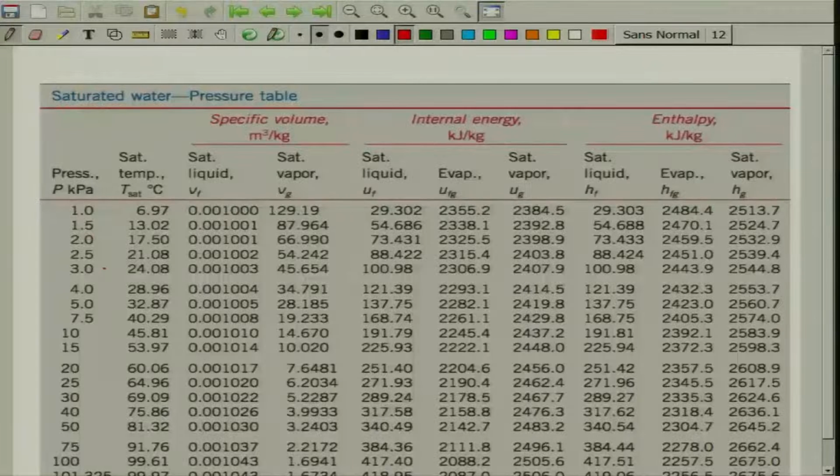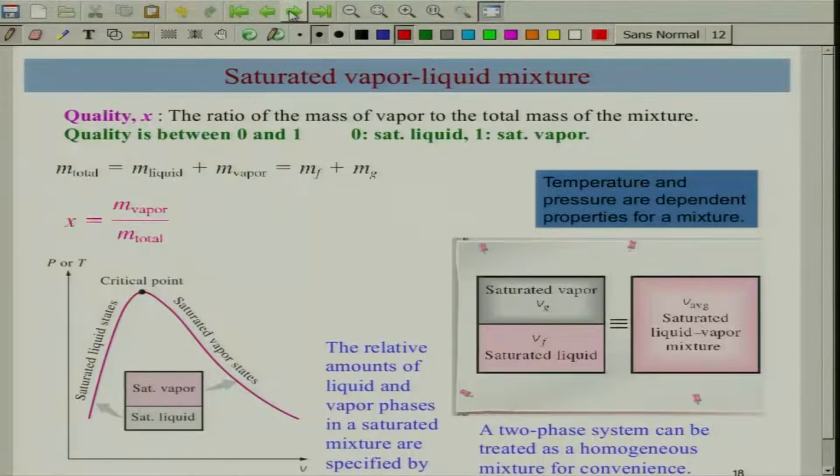This is again the saturated water, but now we are changing the pressure. For a given pressure, you look at the corresponding saturation temperature, and then the similar things: saturated liquid molar volume, saturated vapor molar volume, then the internal energy for the fluid, for the gas, and the difference between the fluid and gas. Similarly for enthalpy, which is U plus PV, for the liquid, for the vapor, and then the difference between them.